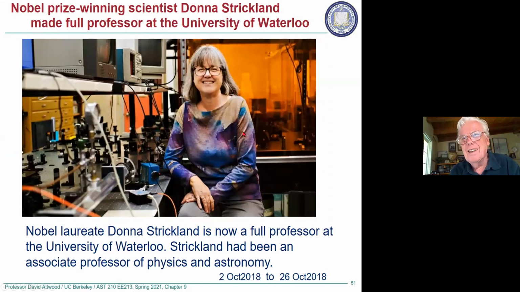And this is an interesting thing. Donna had this important paper that was published as a graduate student. She continued to publish leading papers, and she was actually president of the Optical Society of America. But in their wisdom at the University of Waterloo, she was still an associate professor when she won the Nobel Prize. So the brainy people there quickly made her a full professor. And so she told me some funny stories about that.